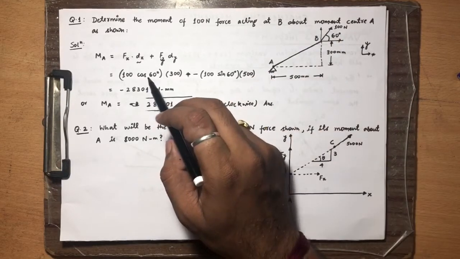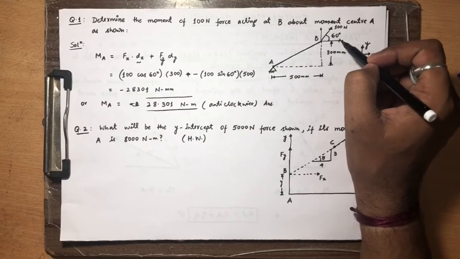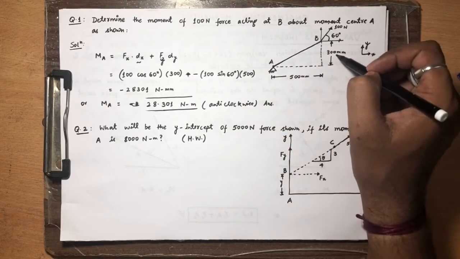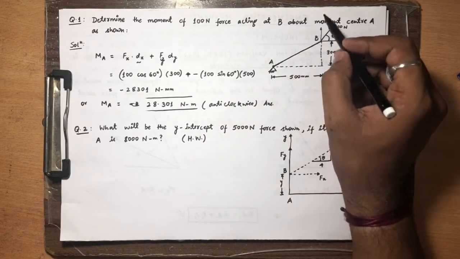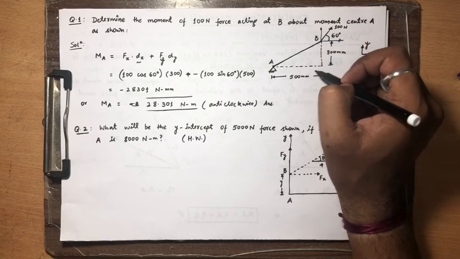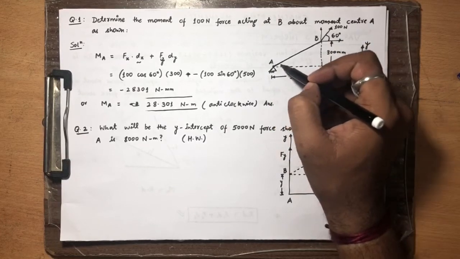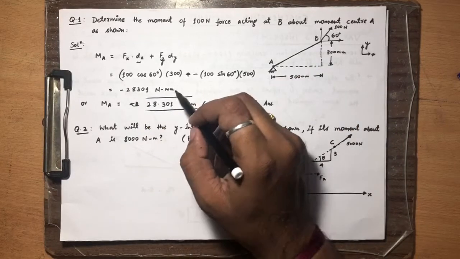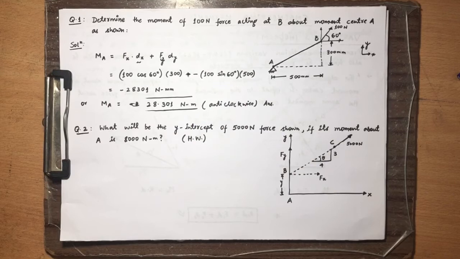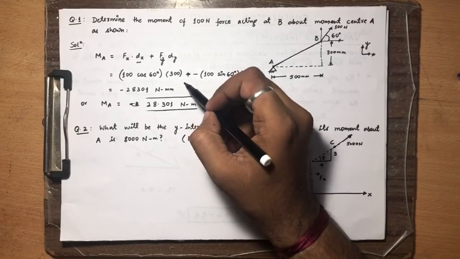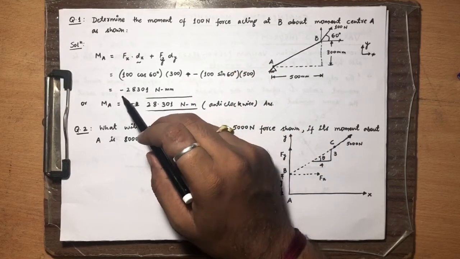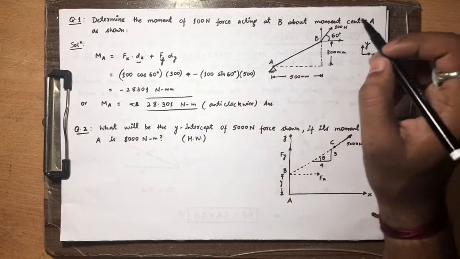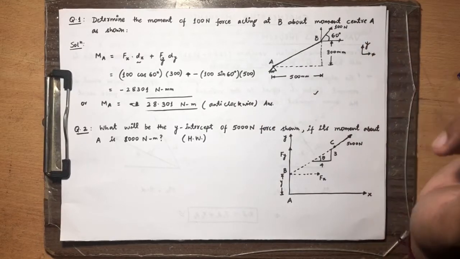So 100 cos 60 is 300 mm from this point A, so multiplied by 300 mm. 100 sin 60 is along this direction, so it is 500 mm from this point. So 100 sin 60 into 500. After calculation you will get the final answer. If we want to remove this minus sign, we can just write that the direction is anti-clockwise. So this is a very good example.